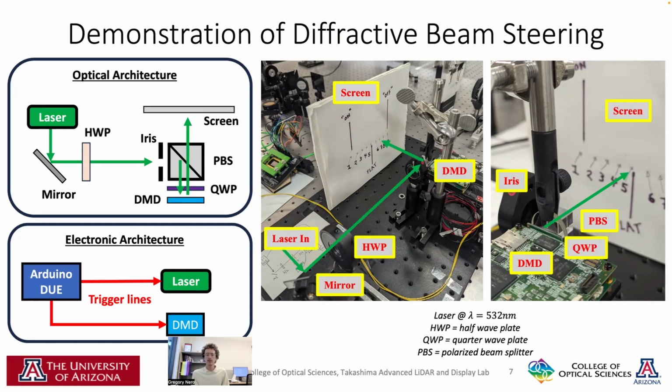The electronic architecture utilizes an Arduino DUE, which sends trigger signals to both the laser to tell it when to pulse and to the DMD to tell the mirrors when to start moving. By controlling the timing of these pulses, we can control the angle at which the laser sees the mirrors, which controls the phase profile and slope of the blaze grating, which controls the diffraction order that we steer to. Now that we've reviewed the theory and explained the setup, let's get into the demo.